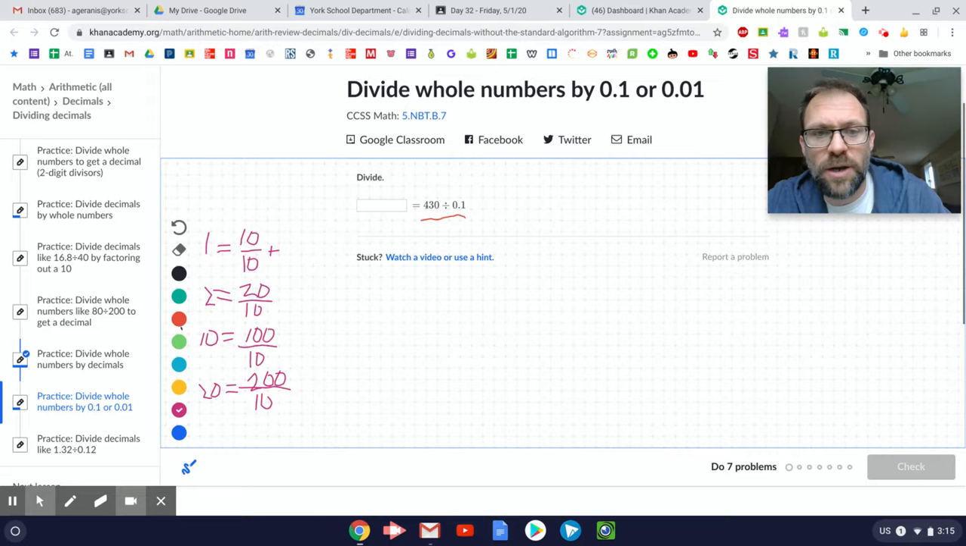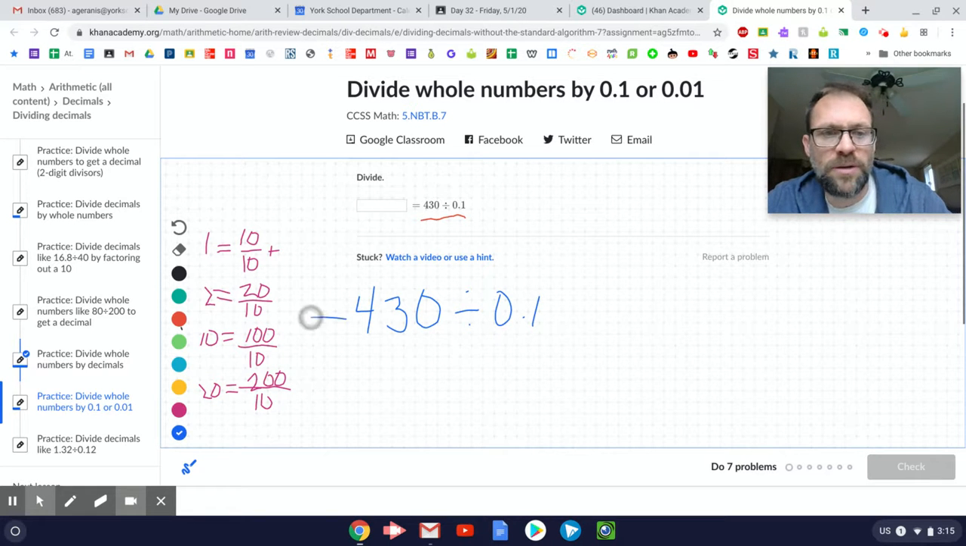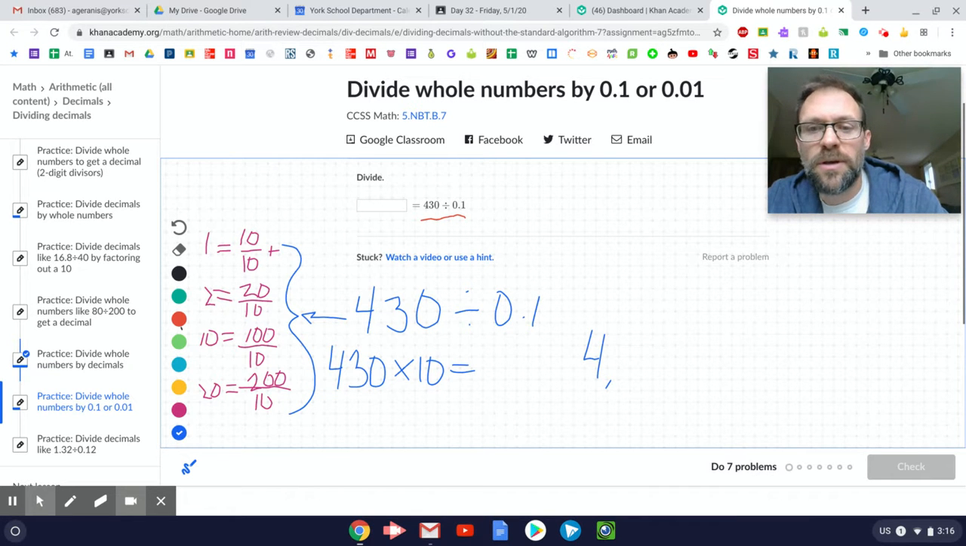So the problem is, let's get to the problem now. 430 divided by 1/10. So the question is, how many tenths are in 430? And if we look over here to the work we just did, we can see that in order to know the answer to that question, we'd multiply 430 times 10. And that'll get us, do you know? Yes, right, 4,300.